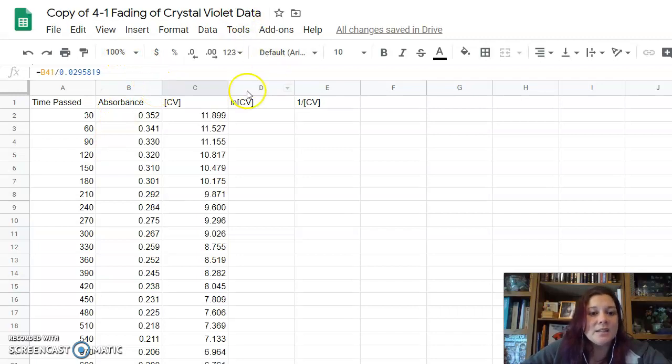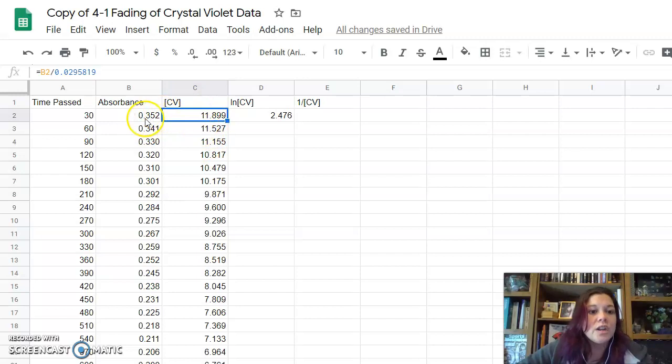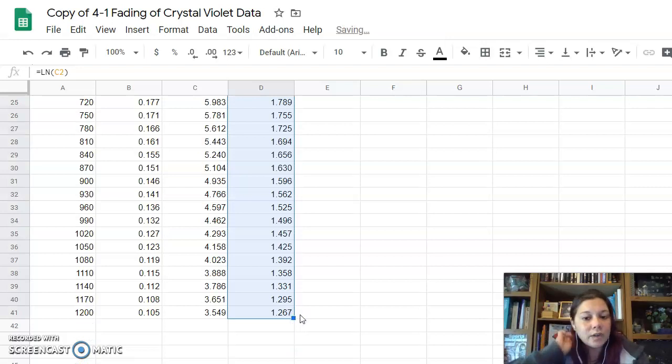Okay, so we're going to apply the same idea to calculating the natural log and the inverse. If you were doing this by hand, you would have to say the natural log of this number equals, every single time. But since we're using a spreadsheet and a larger data set, you can simply type in equals natural log of the previous cell, because now we're using the concentration, and hit enter, and that'll give you the natural log of the concentration at this absorbance at this time. If we hover over the square, click and drag down, then you'll have all of the natural log converted values.